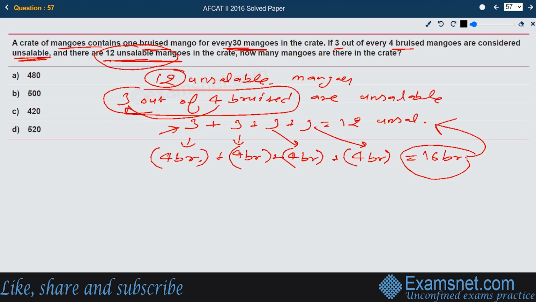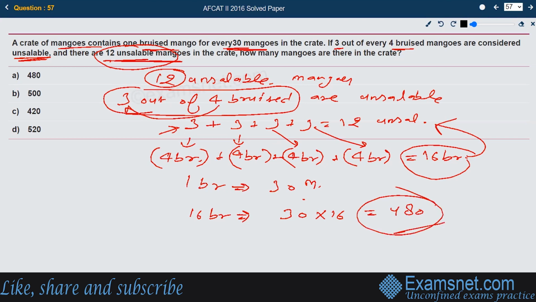Now the back connection is crate of mango contains 1 bruised mango for every 30. So 1 bruised mango is received for every 30 normal mangoes. So we have got 16 bruised mangoes. 1 is received by 30 mangoes. So 16 bruised mangoes would be received by how much? Is simply going to be 30 into 16. That is 480 mangoes. So that is the right answer.